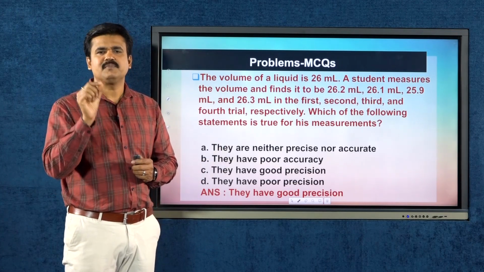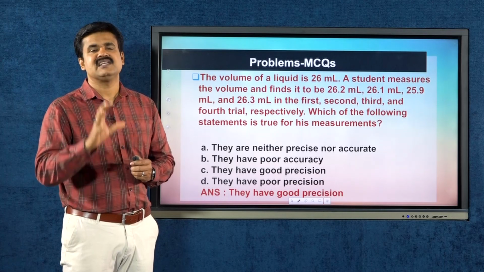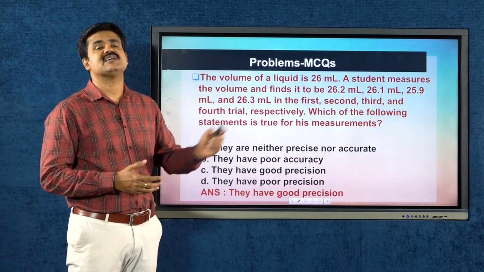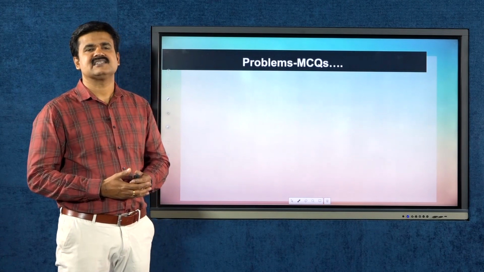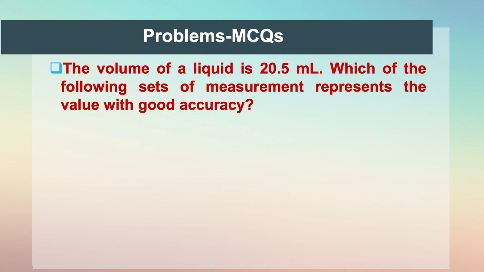They have good precision is the best choice, the most appropriate answer to the concerned problem. Now, we can discuss the next problem. The volume of a liquid is given as 20.5 ml. Which of the following sets of measurement represents the value with a good accuracy?